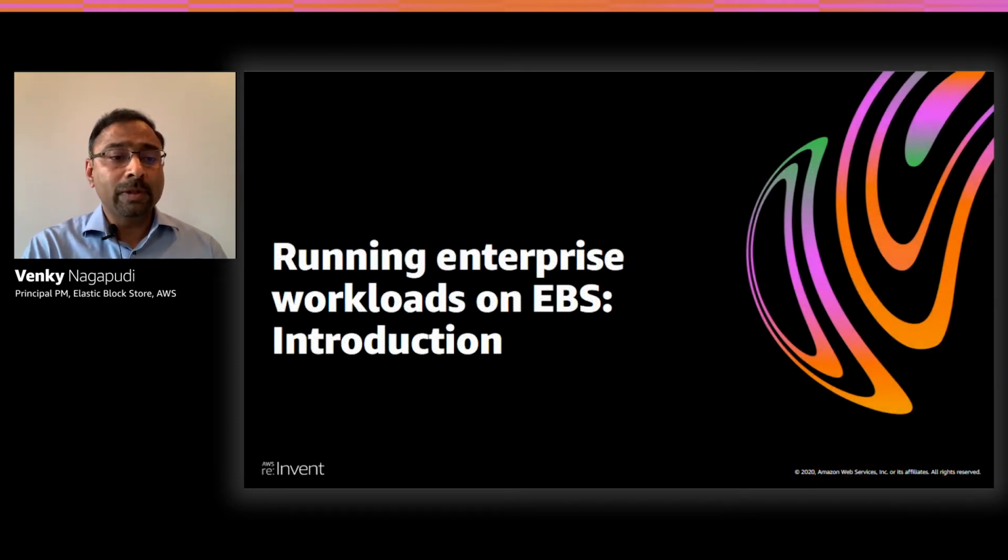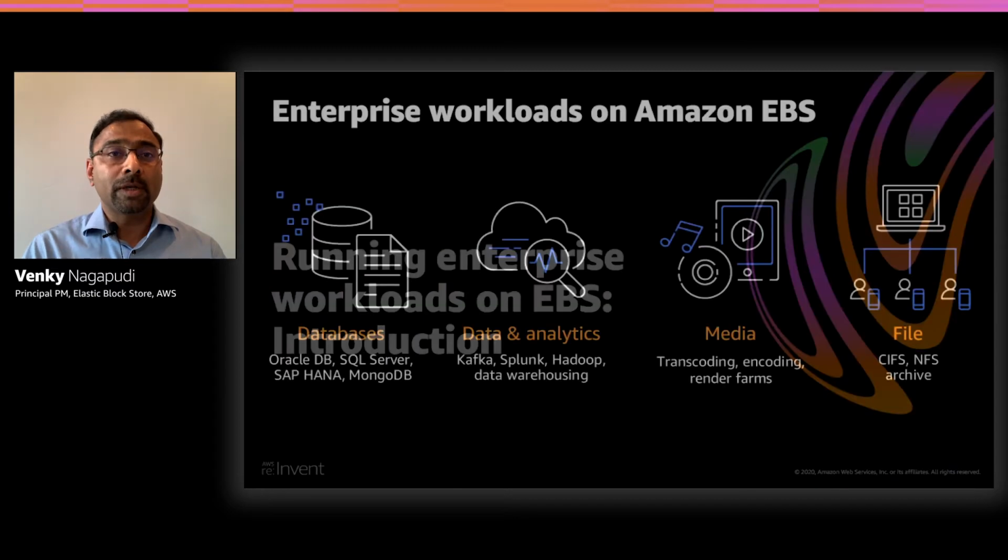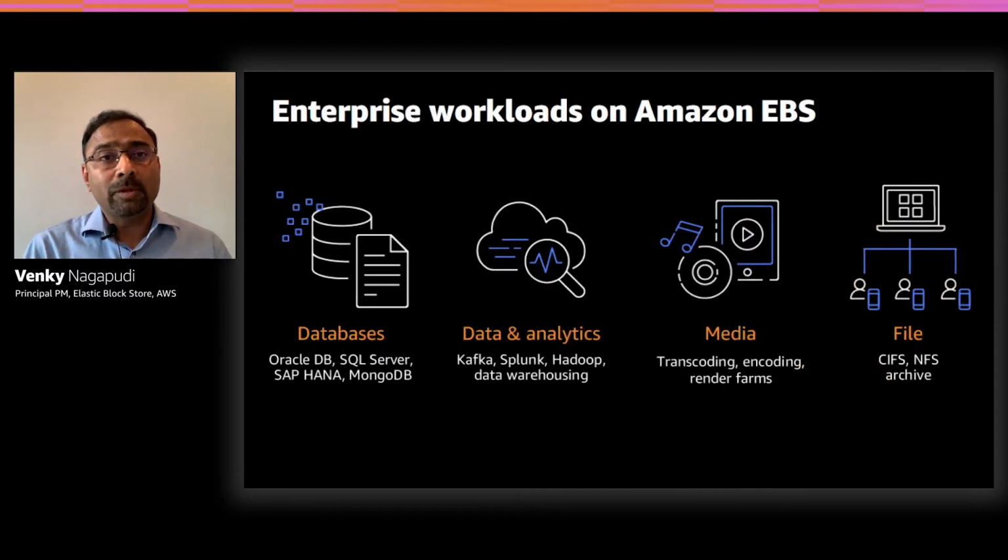Let me first start with a brief introduction of the workloads that run on EBS. We have millions of customers who run a variety of applications and workloads on EBS. Some of them, such as the database workloads, need really high IOPS and low latency, whereas there are some applications that need higher bandwidth. These are the ones that have analytics, file systems, and media and entertainment. Now, we are seeing in recent times an increase in the performance needs that our customers have as they move more and more of their enterprise applications from on-prem to the cloud.